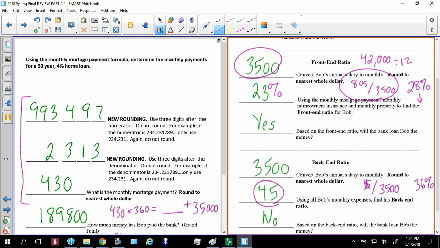His percentage is 45. That means he has too much debt. That means he could be considered an at-risk person. So they may not even give him any money. But a lot of banks do not go with back-end ratio, so most likely he'll probably still get the money. But anyway, that is how you do back-end ratio.